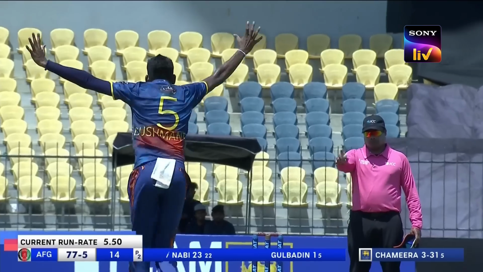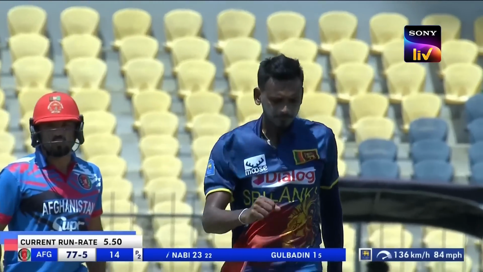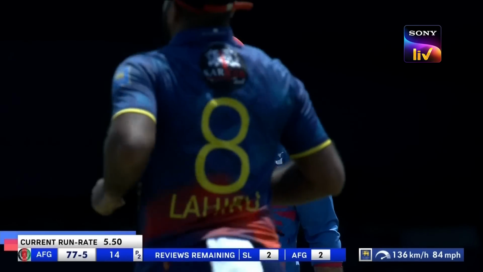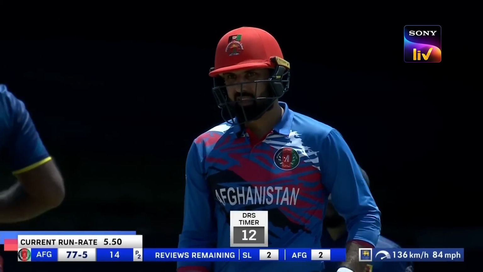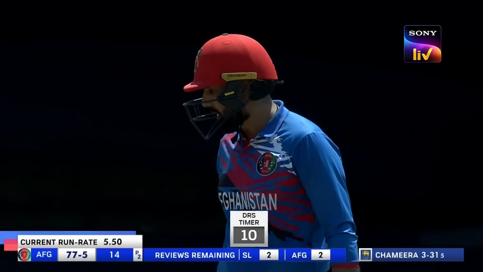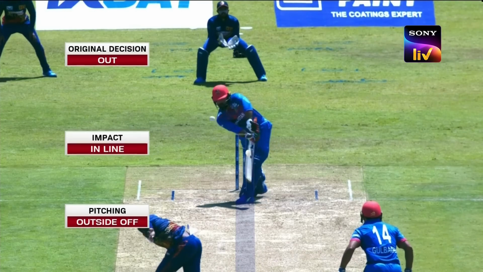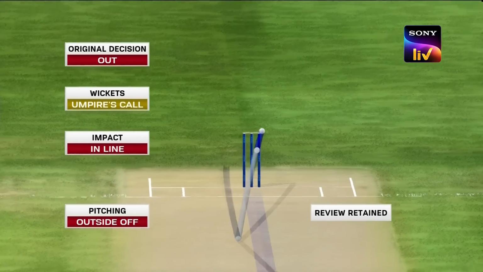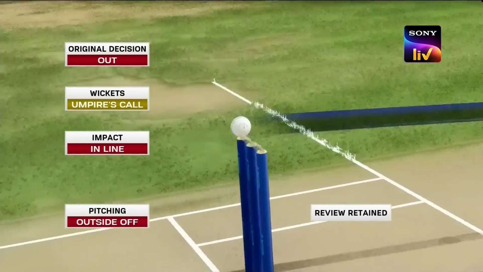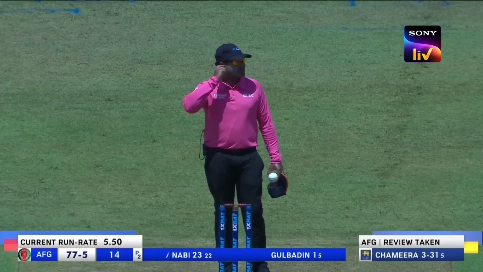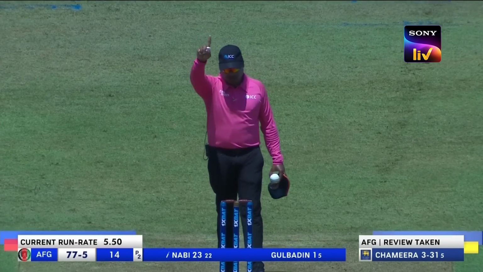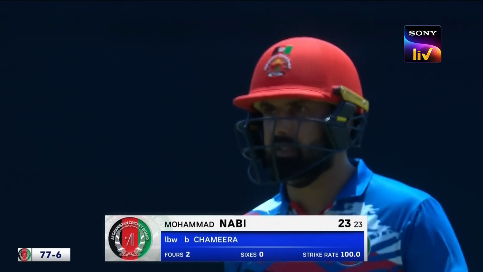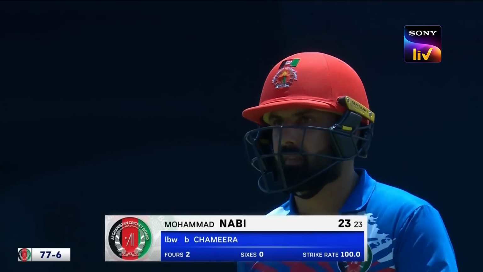Huge appeal. And given. Nitin Menon says, off you go. And Mohammad Nabi correctly so going upstairs. Original decision is out. Pitching outside off, impact in line, and wickets is umpire's call. So stay with your original decision of out, Nitin. I'll let you know when you're on screen. Nitin, you're on screen, signal now. Dismisses Nabi for 23. Afghanistan 77 for 6.